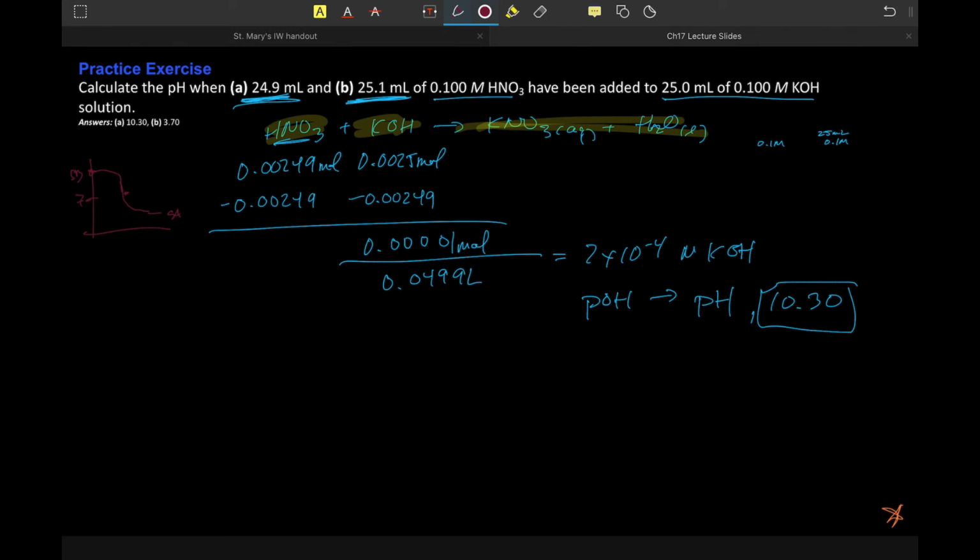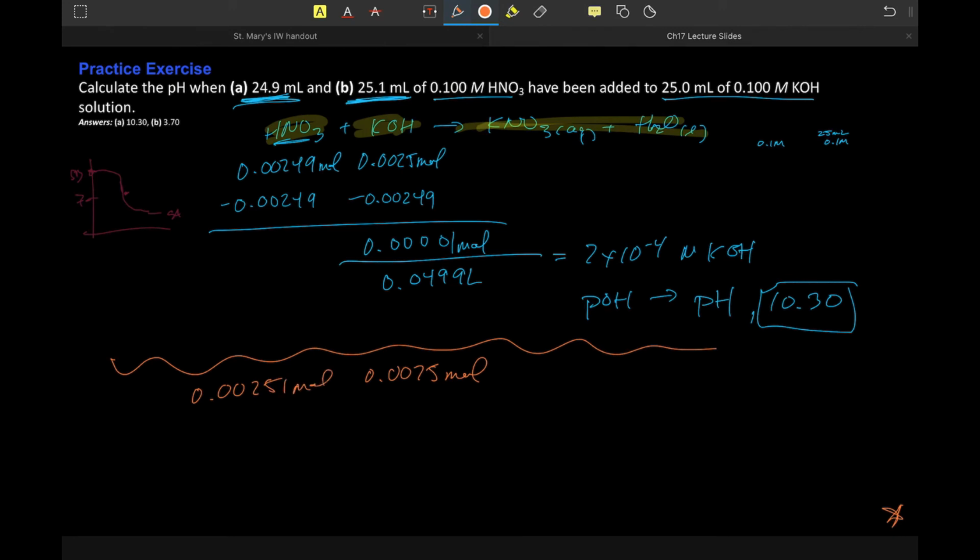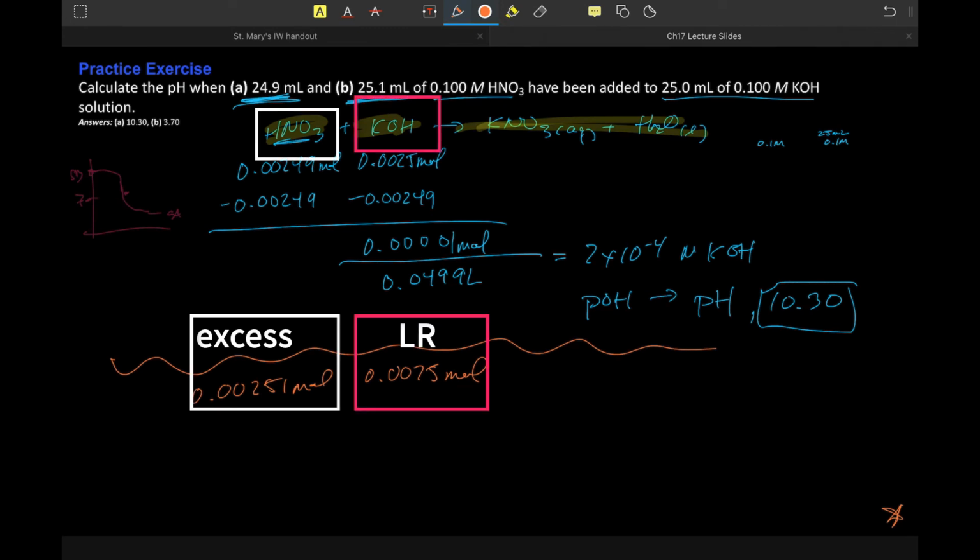Does that make sense? Okay, so let's go ahead and talk about that second scenario. So what we're going to do is we're just going to put a little line here. And in that second scenario, we still have 0.0025 moles of this, but now we have 0.00251 moles here, right? Which means that if it reacts completely, and here we do have to look at the numbers, clearly we have more HNO3 than we have KOH, which means that all of this gets consumed, leaving us with 0.